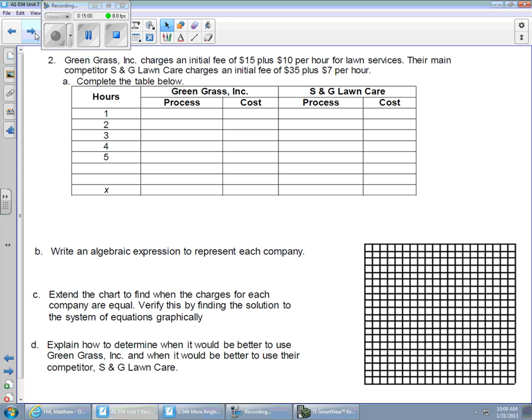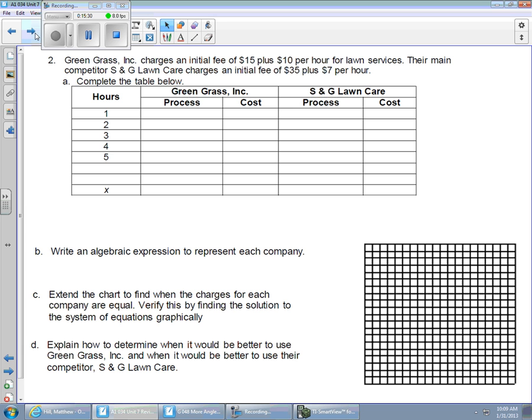All right, Greengrass Incorporated charges an initial fee of $15 plus $10 per hour for lawn service. Their main competitor, S&G Lawn Care, charges an initial fee of $35 plus $7 per hour. Complete the table below. Write an algebraic expression to represent each company. Extend the chart to find when the charges for each company are equal. Verify this by finding the solution to the system of equations graphically. Explain how to determine when it would be better to use Greengrass Incorporated and when it would be better to use their competitor S&G.